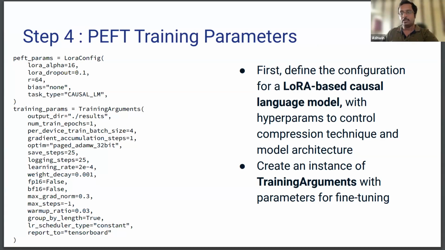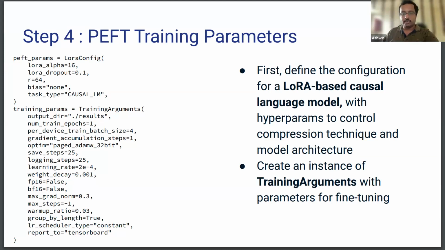Causal is nothing but you have a cause and effect. You ask something, something happens, and the model responds with something else, right? For example, Q&A is causal. So first we define the parameters for the LoRa configuration.